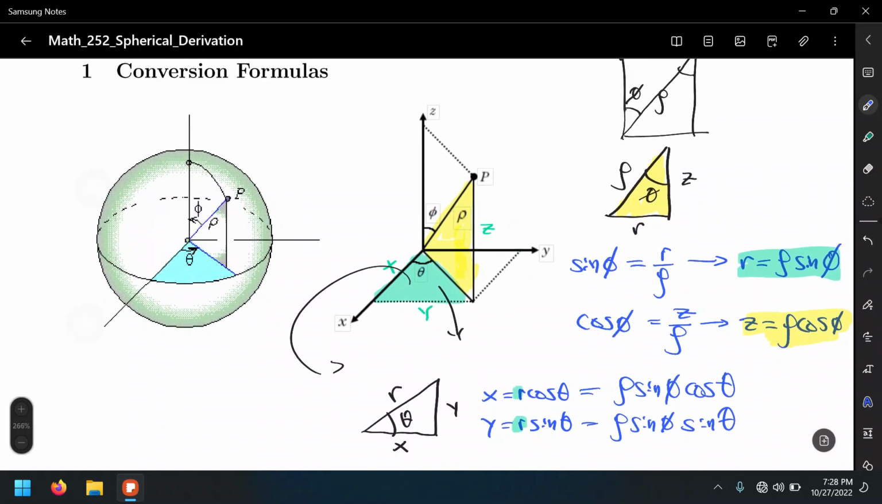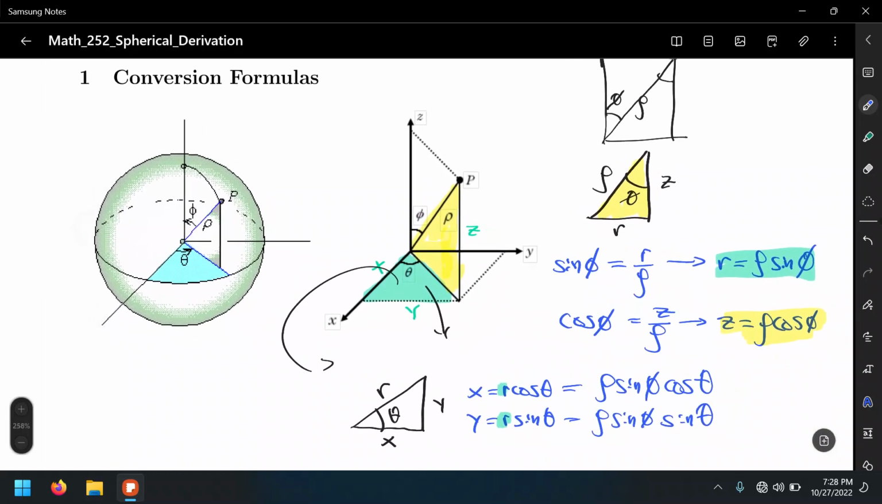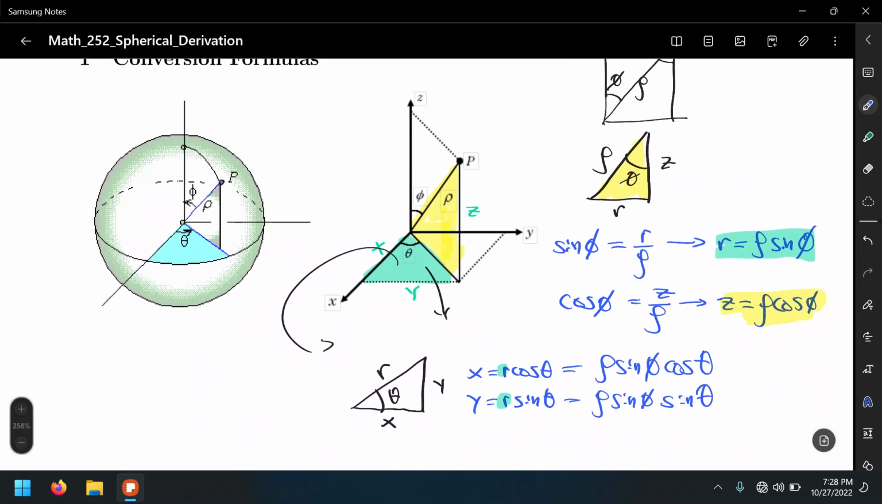And yes, even though the picture looks a little complicated, in the end, everything comes from SOHCAHTOA using just two right triangles. That's all it is. All right. So let's apply this to convert some points.